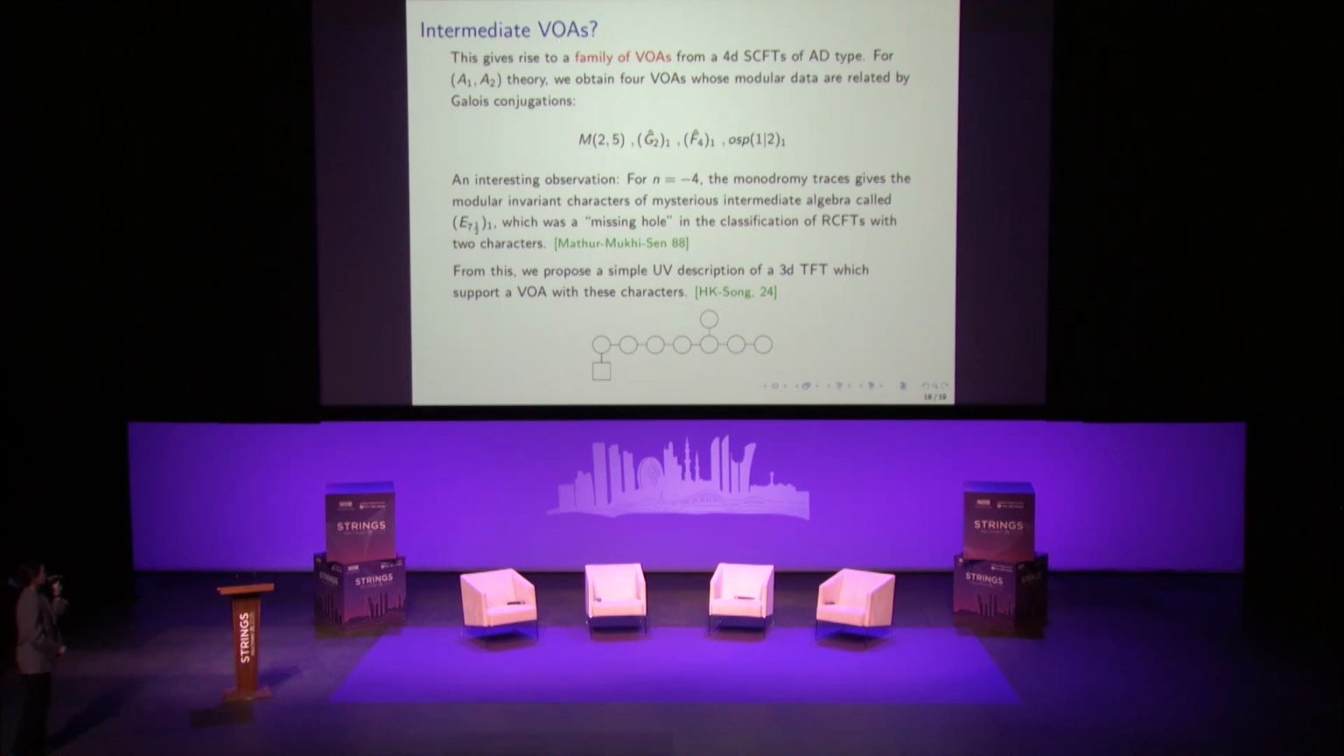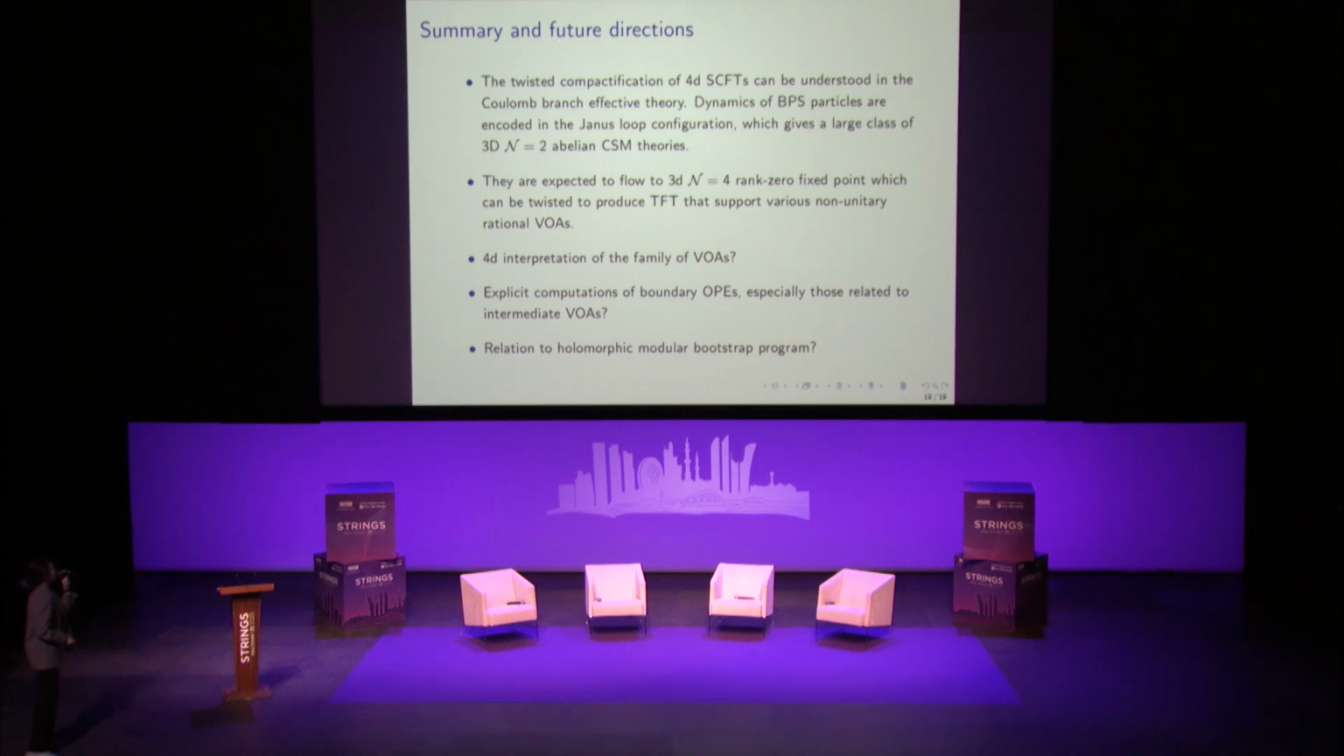So this is the quiver-like diagram. This 3D TFT has a UV description in terms of the U(1)^8 theory. And these are interacting via the mixed Chern-Simons level given by the E8 Dynkin diagram. And there is a little chiral multiplet attached to the first node. You can check many indirect pieces of evidence that in fact it flows to the 3D rank 0 SCFT that can be topologically twisted to support the vertex operator algebra with those characters of the intermediate algebras. So this is a summary.